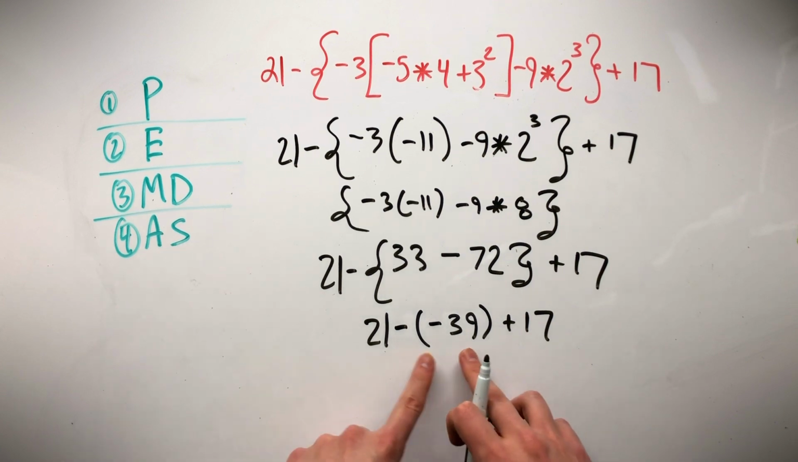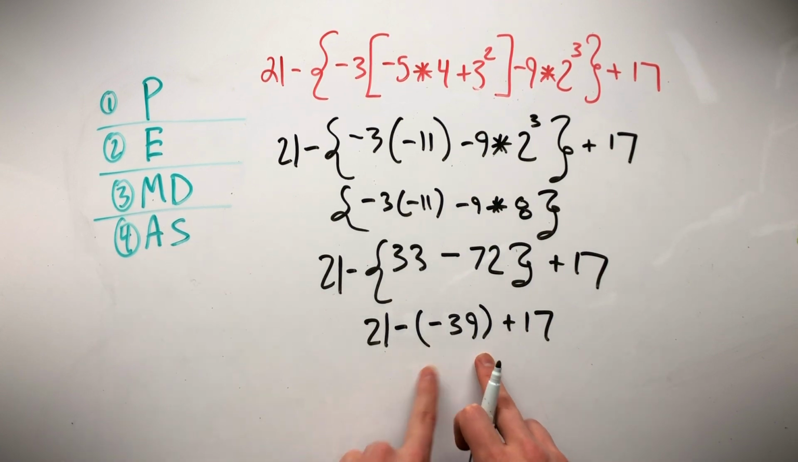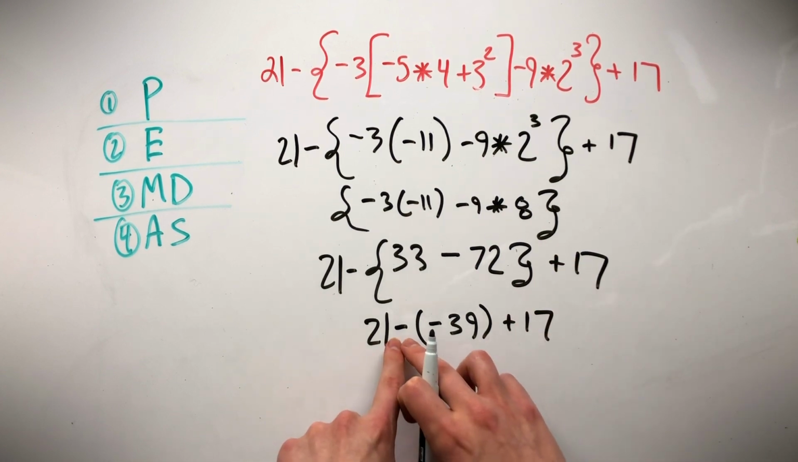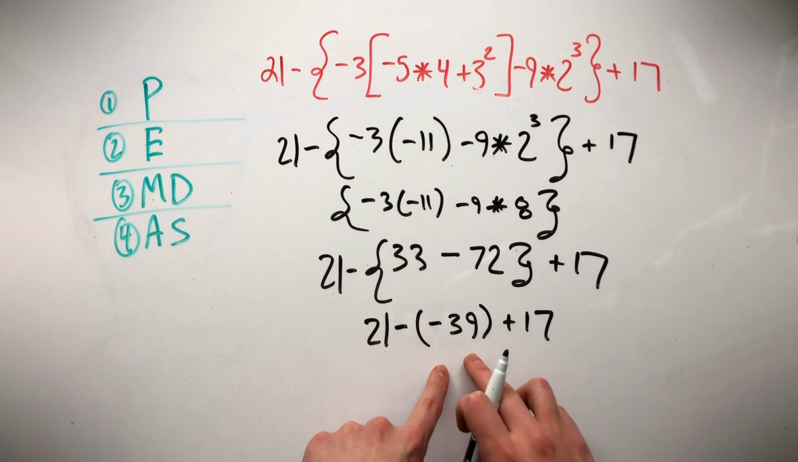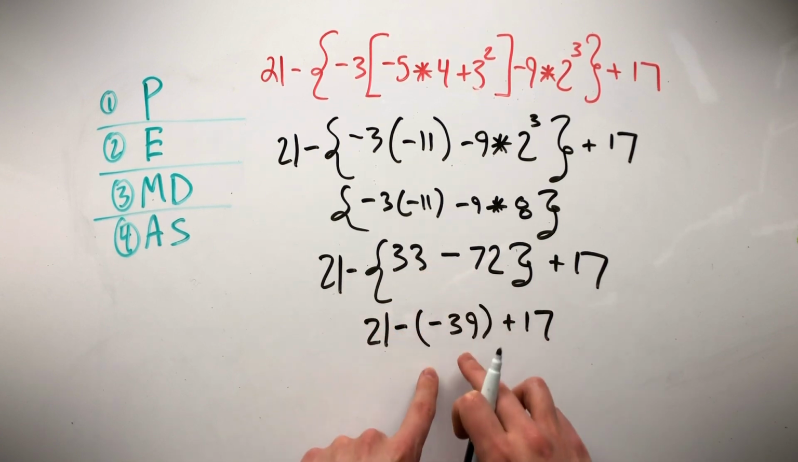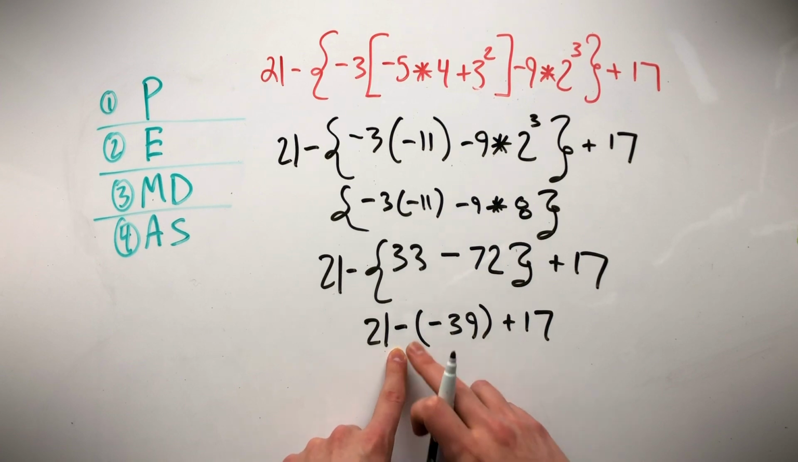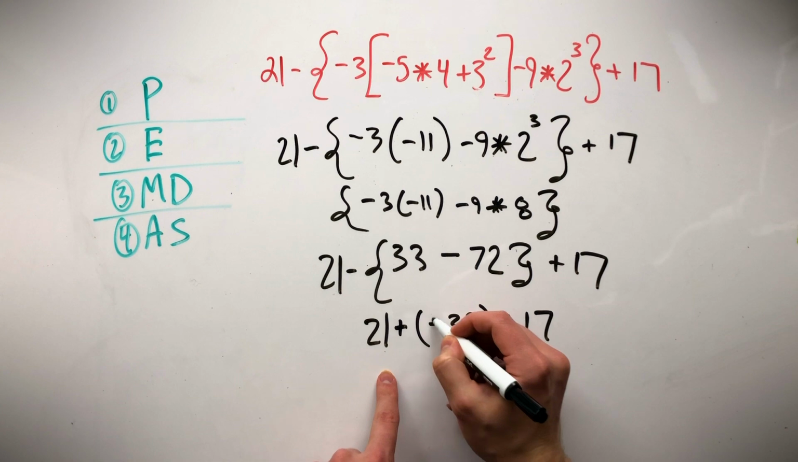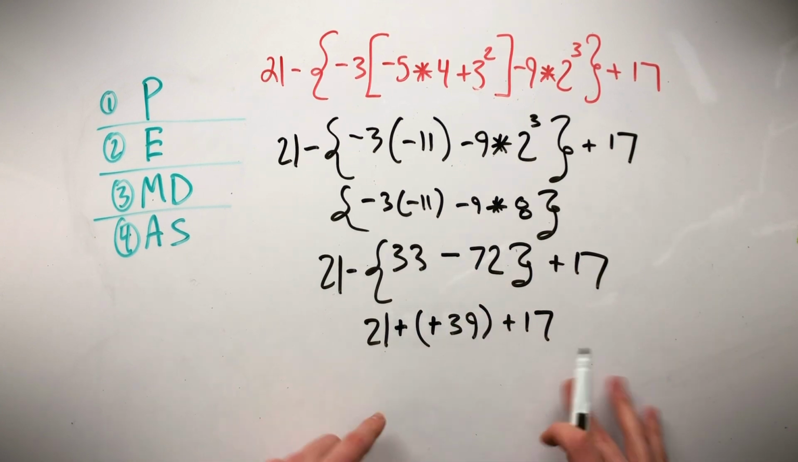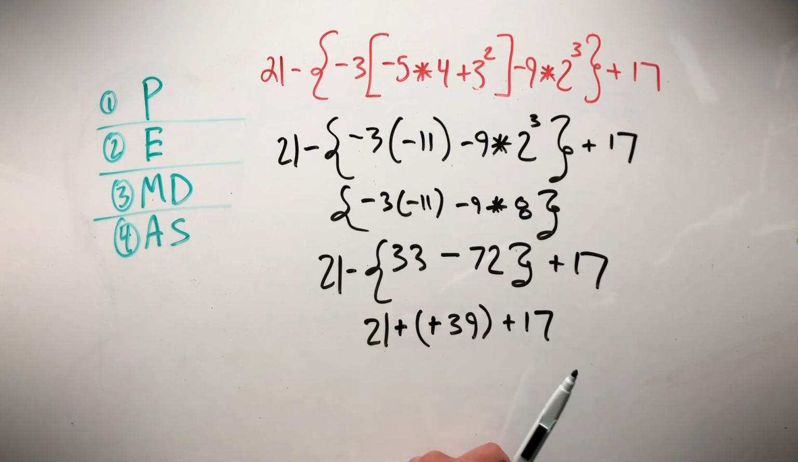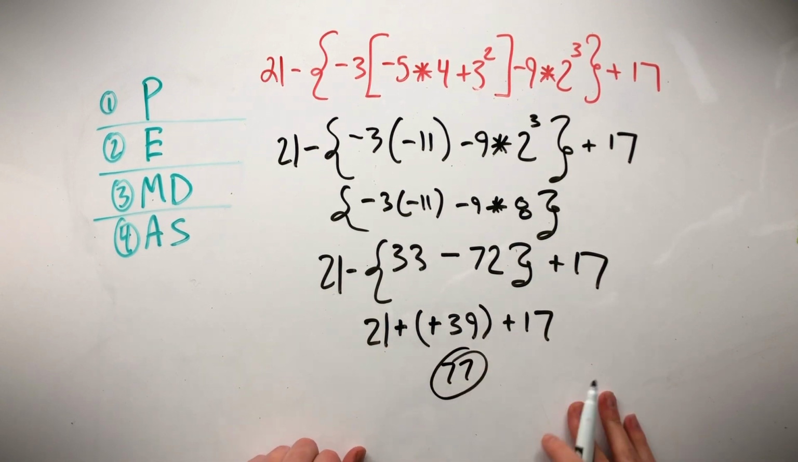I chose to keep the -39 within a parenthesis just because visually it's a little easier on the eyes, especially when you have two negative signs right next to each other. But you don't have to keep it in there, but I like to, especially since it started in a parenthesis up here. Anytime we have two negatives next to each other, it actually just becomes a plus. So really, my final answer comes from adding 21 and 39 and then adding 17. That's going to give me a correct answer of 77.